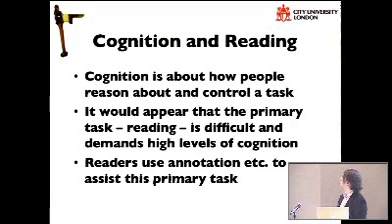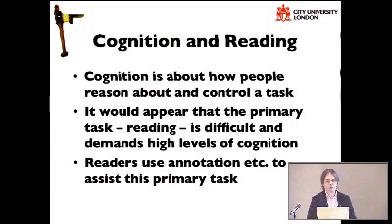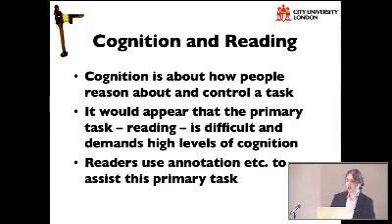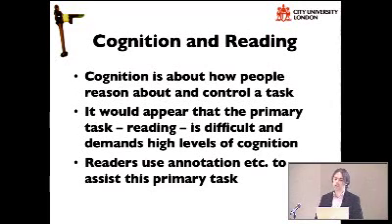So, cognition's where I think that we have to look. Cognition is simply about how people reason or think about how to do and control a task. And what we seem to be building up a picture of, and we're now going to have to change our methods to mine this directly, is that the primary task of actually reading, if you will, is difficult in itself and demands a lot of cognition.